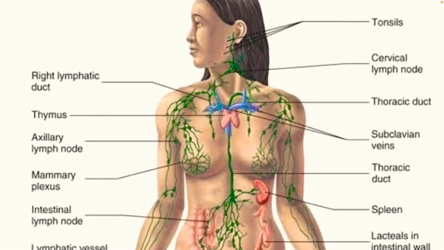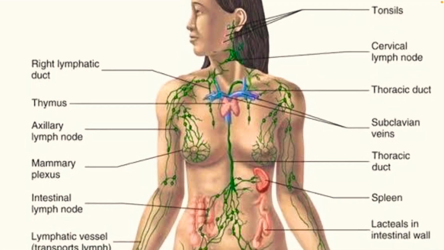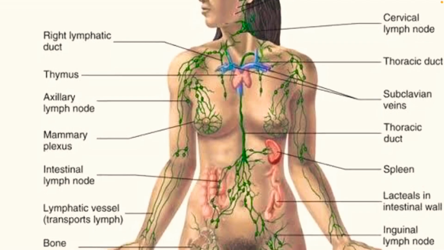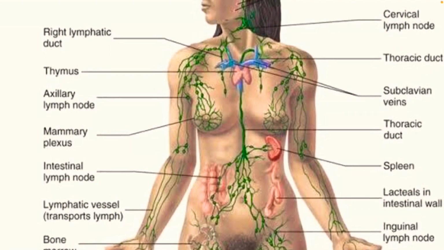So these two ducts drain the lymph into the subclavian veins. So axillary lymph node, mammary plexus, spleen. So the spleen is the largest lymphatic organ, located on your left side, under your ribs, and above your stomach. The spleen filters and stores blood and produces white blood cells that fight infection or disease.